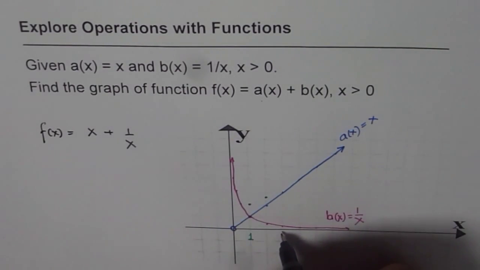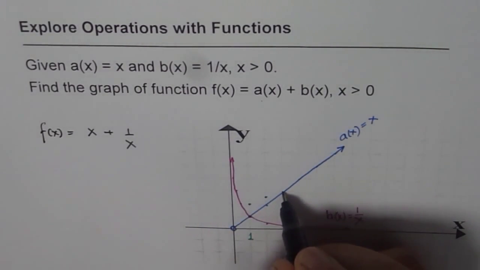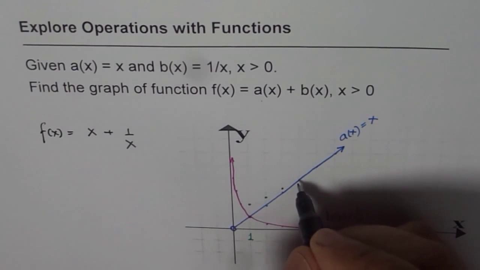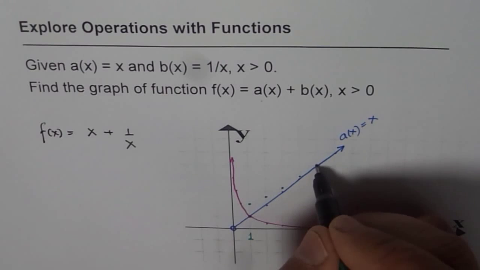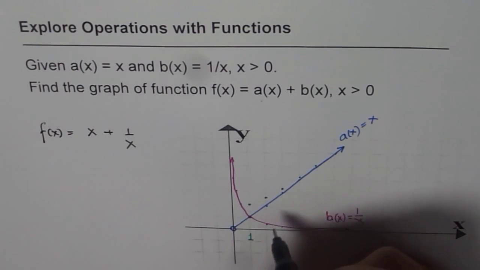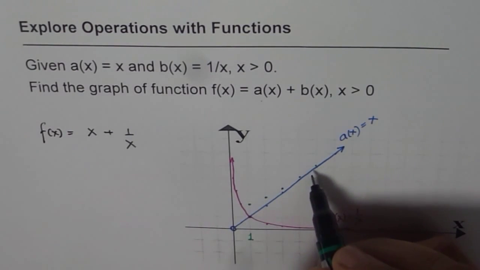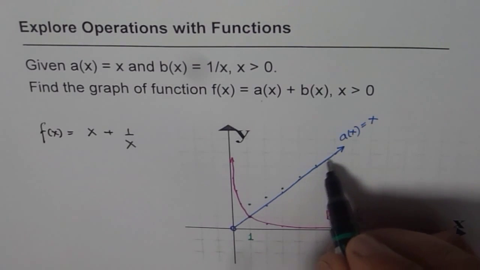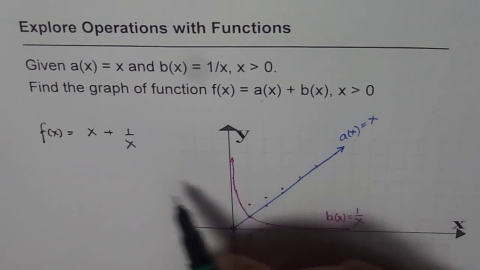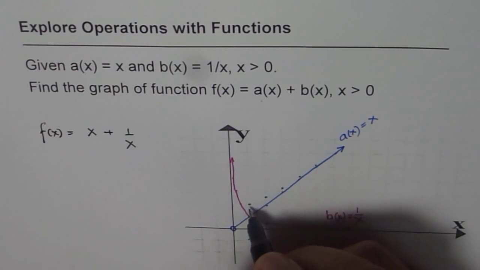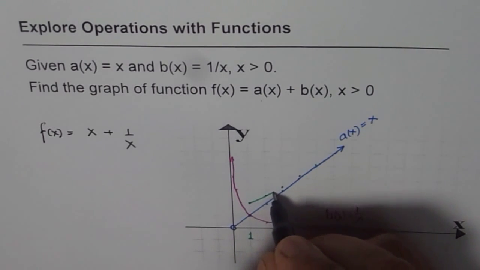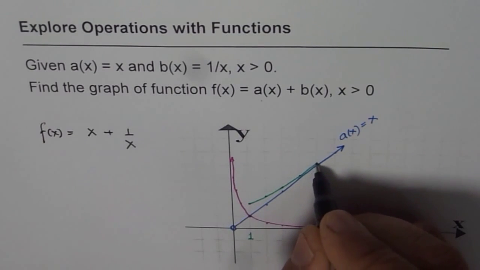For x equals 3, a of x is 3, b of x is 1 over 3, so it's 1/3 more than 3. For 4, it is 1/4 more than 4, 1/5 more than 5. That means what we see is that as x approaches infinity, the function f of x approaches x. Do you see that? So on this side, I can always draw a graph which is kind of approaching the linear function.